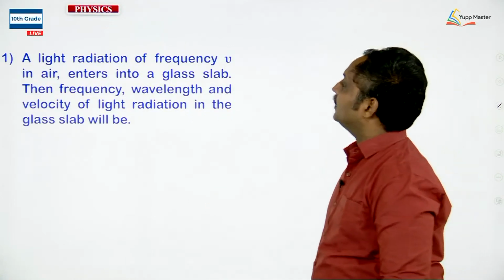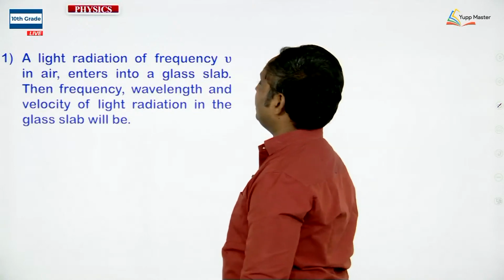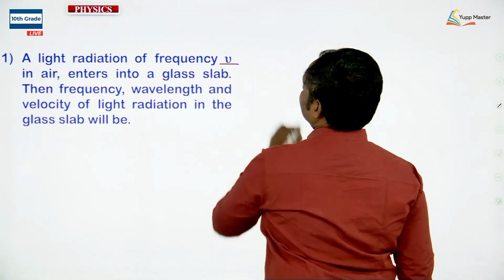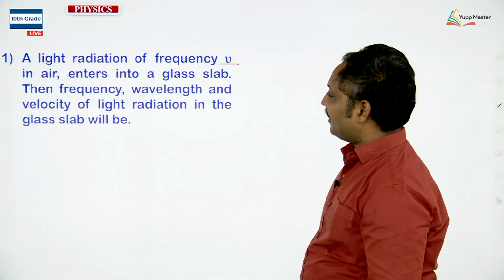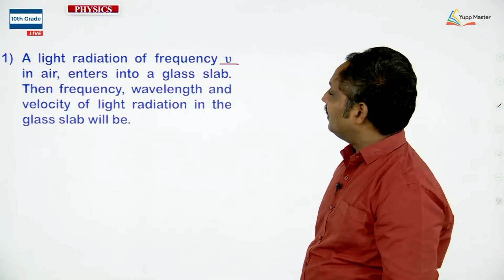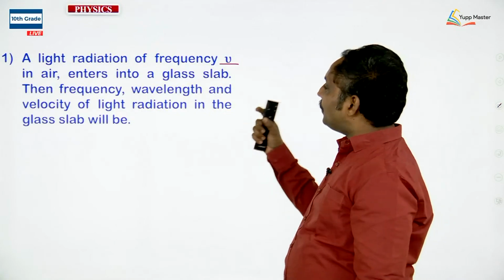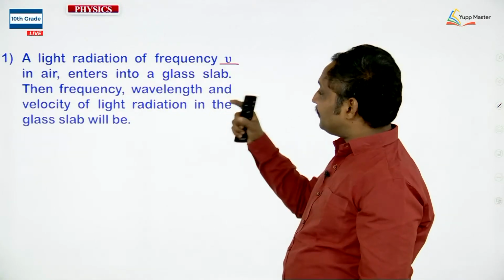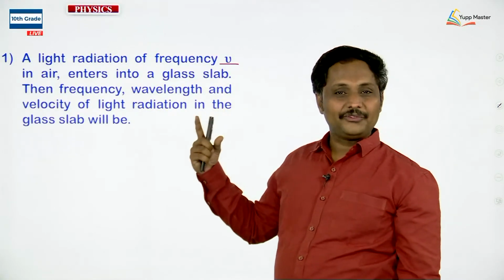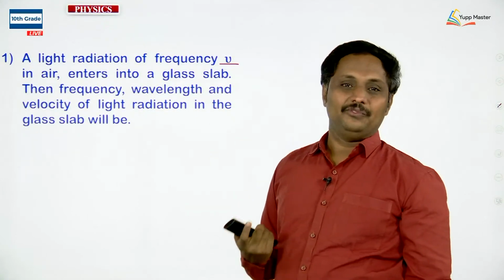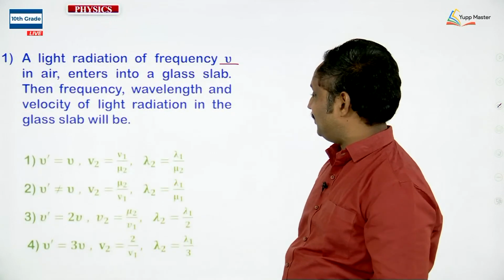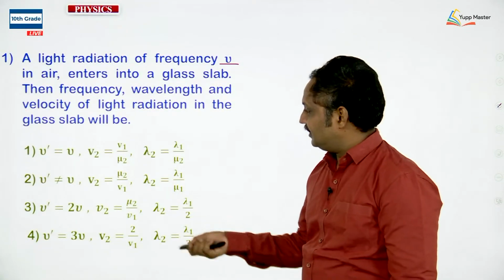Let's go for that. A light radiation of frequency nu in air enters into a glass slab. Then the frequency, wavelength, and velocity of the light radiation in the glass slab will be... Let's see the possibilities that we are having. It's very clear.